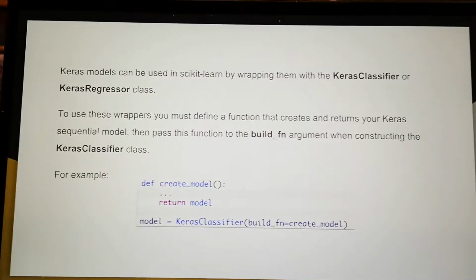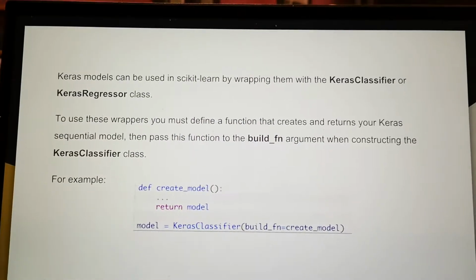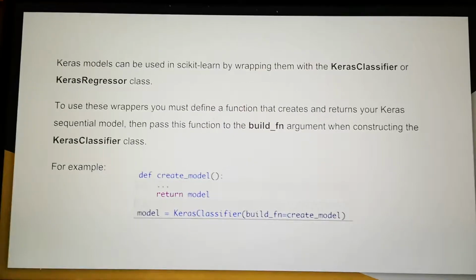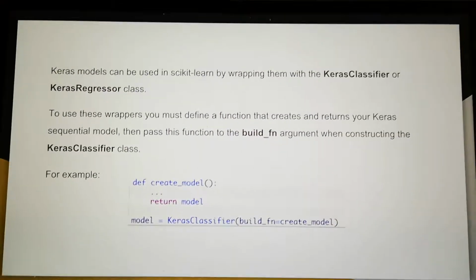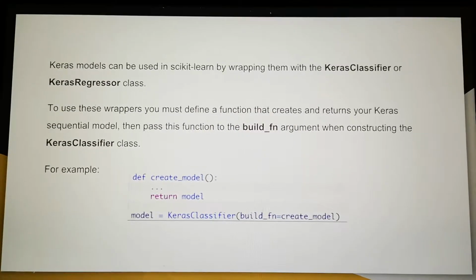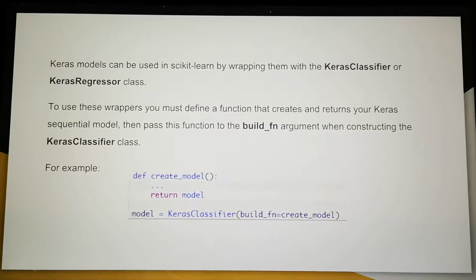To use these wrappers, we must define a function that creates and returns our Keras sequential model, then pass this function to the build_fn argument when constructing the KerasClassifier class. We can see the example here. So we first define a function to create a model and then construct the KerasClassifier class.